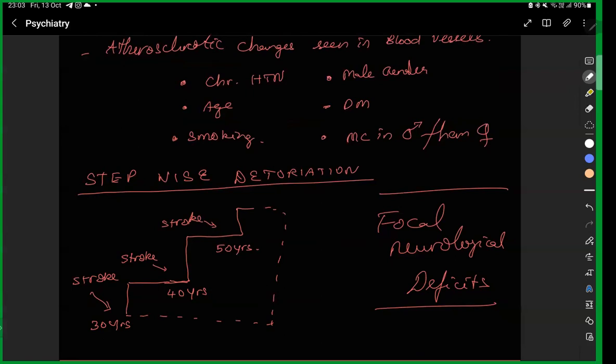Okay, so you are going to have a stepwise deterioration. At 30 years a stroke comes, followed by a stroke at 40 years, and at 50 years another stroke comes. Each time ischemic changes occur, there is going to be a worsening of your symptoms. That is called stepwise deterioration, step-ladder deterioration. There will be a focal neurological deficit.